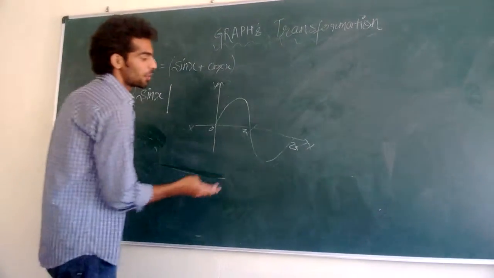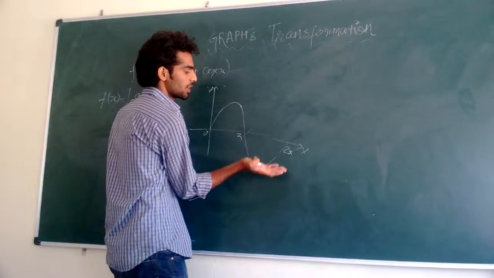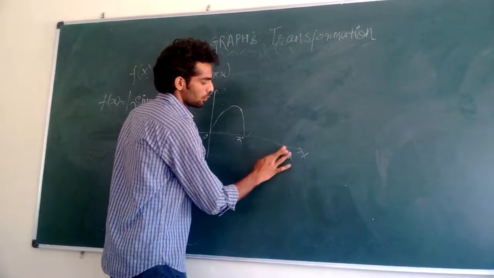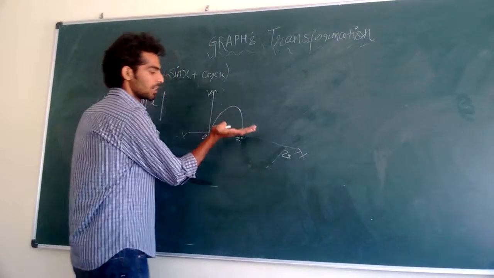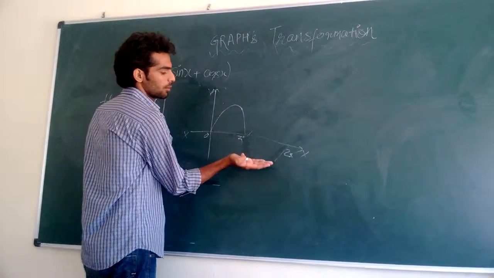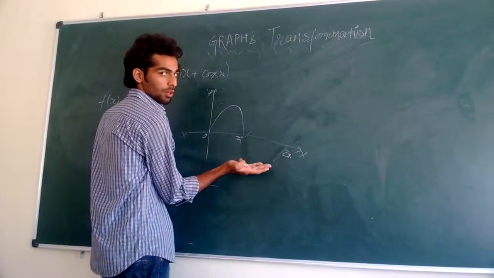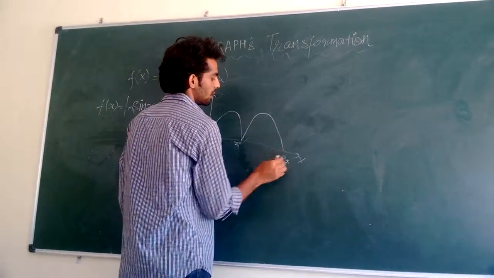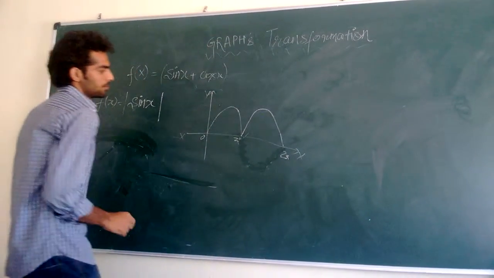So the graph below the x-axis will shift above the x-axis. This is like putting a mirror here, the whole part which is below gets flipped upward, and this will look like this.